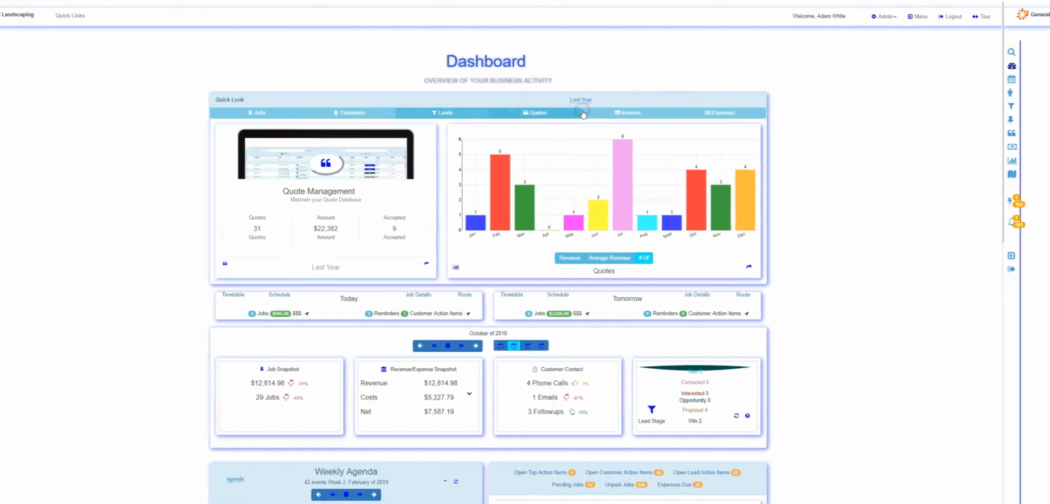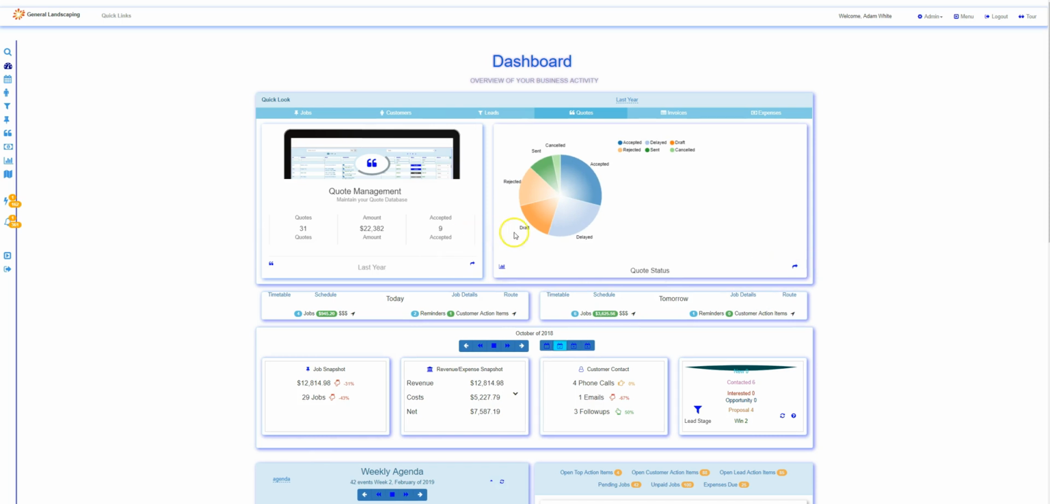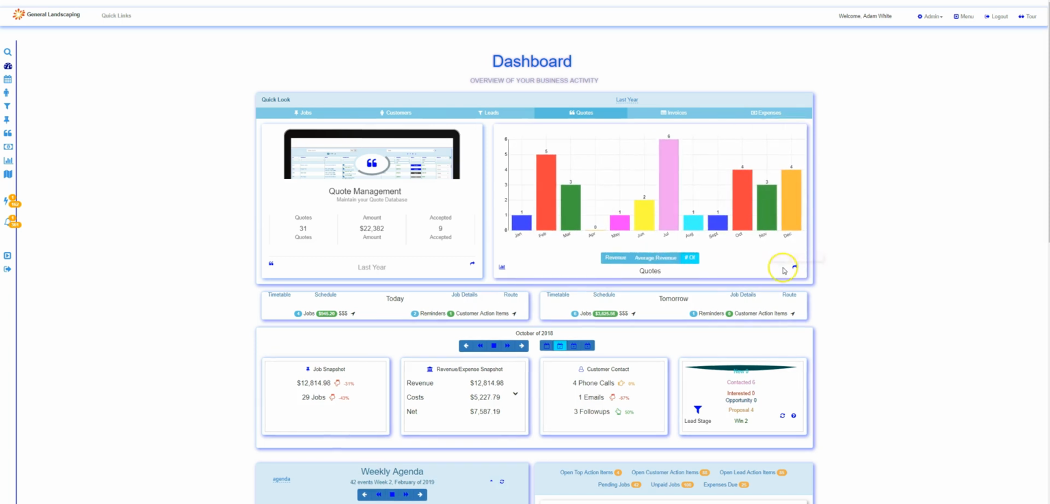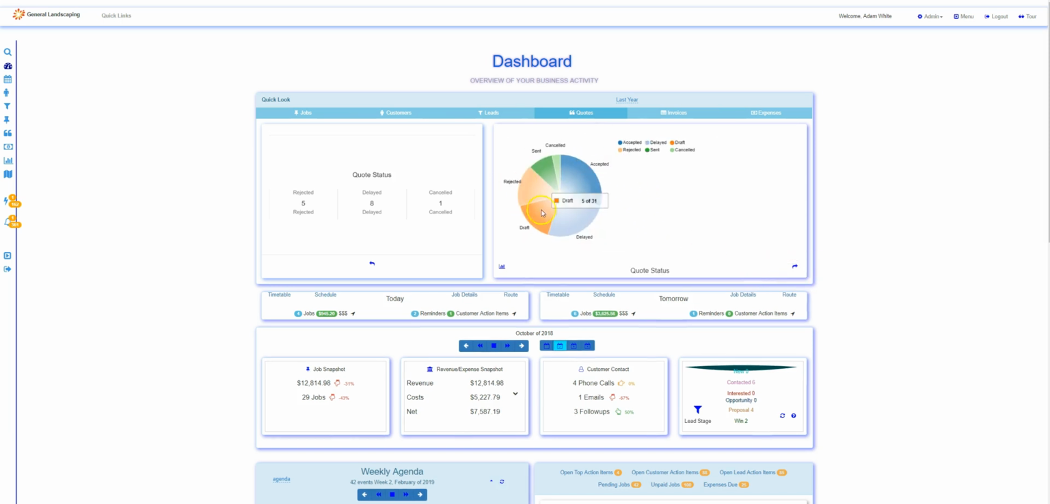We'll jump over to the quotes view. Similar information again. This is showing the number of quotes over time. The quote status, whether they've been delayed, accepted, canceled, or whatever status they're in. And this gives an overview. Under quote management, gives an overview. We've had 31 quotes. We have $22,000 in quotes outstanding. 9 have been accepted. So we have 5 rejected, 8 delayed, 1 canceled. That's similar to this view over here.